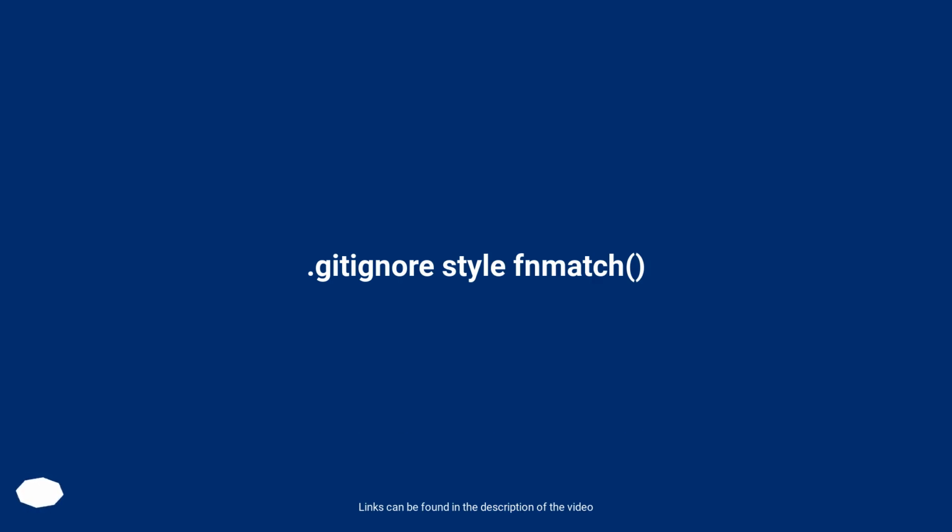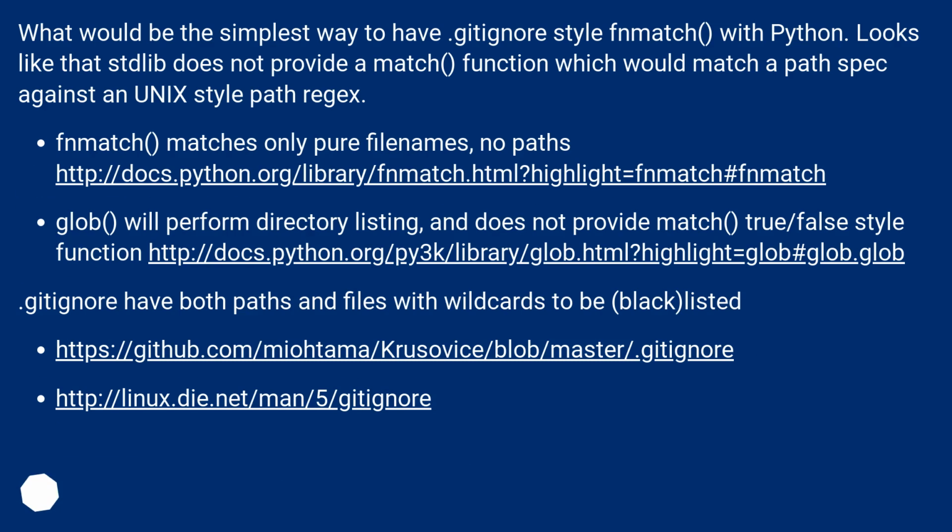Gitignore style fnmatch. What would be the simplest way to have gitignore style fnmatch with Python?